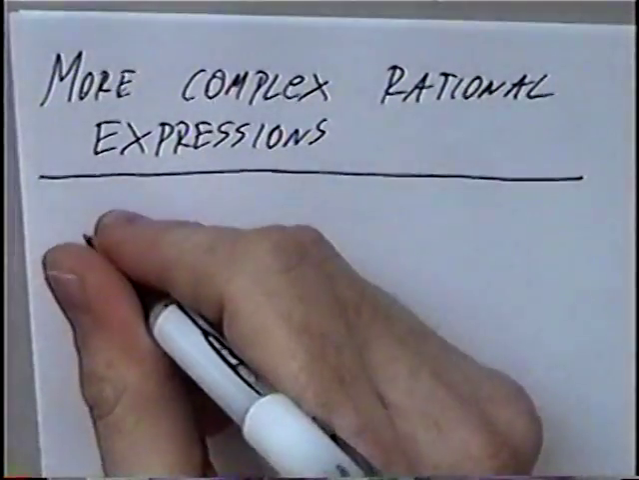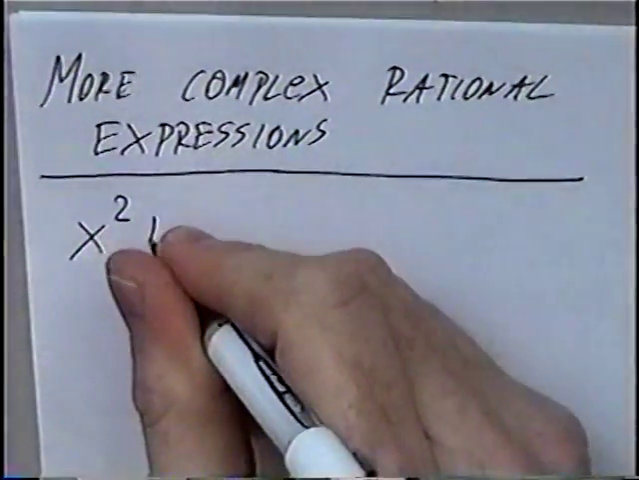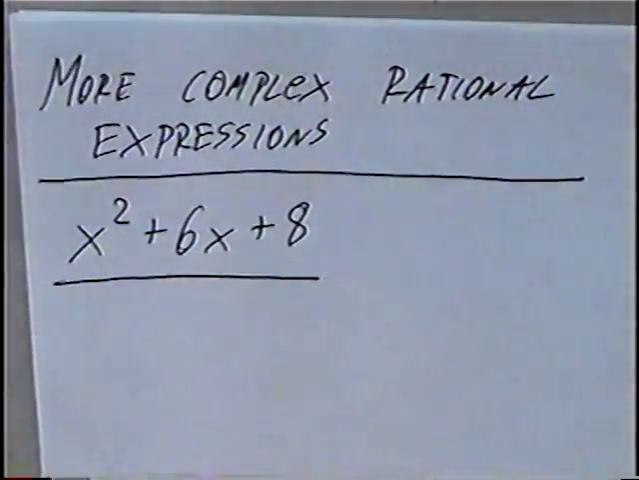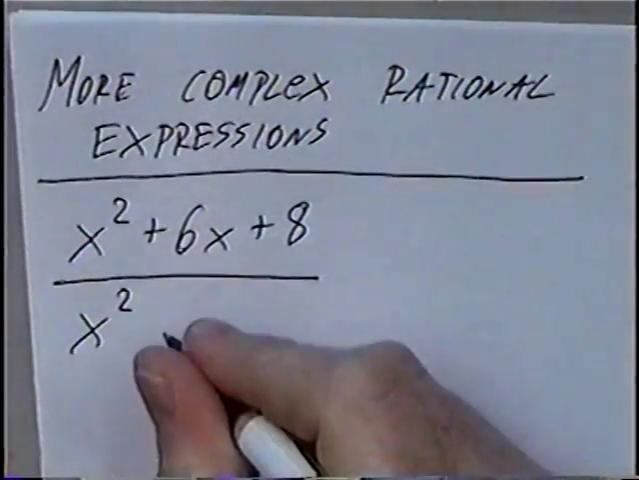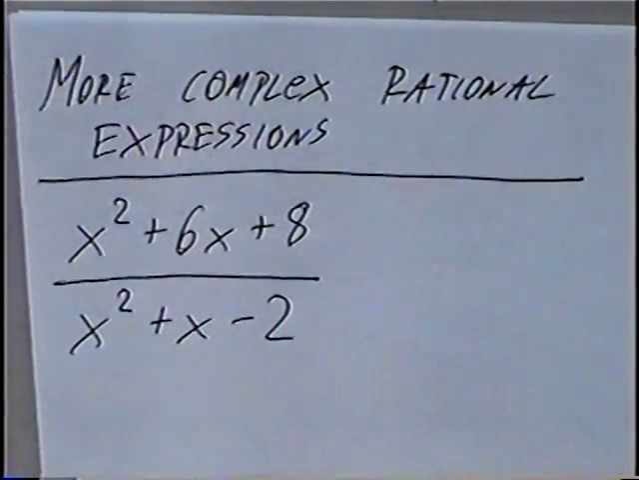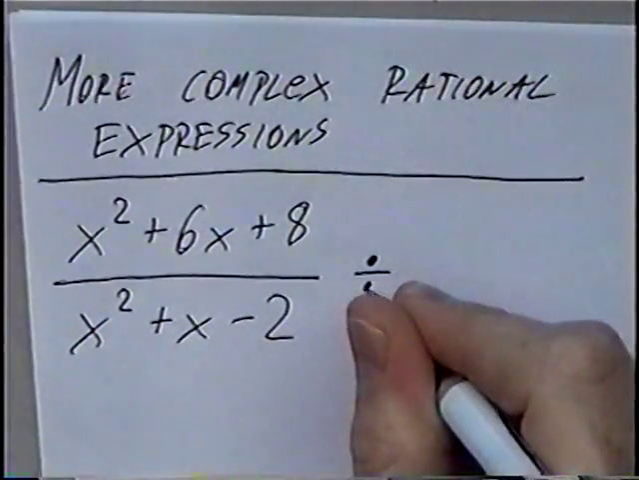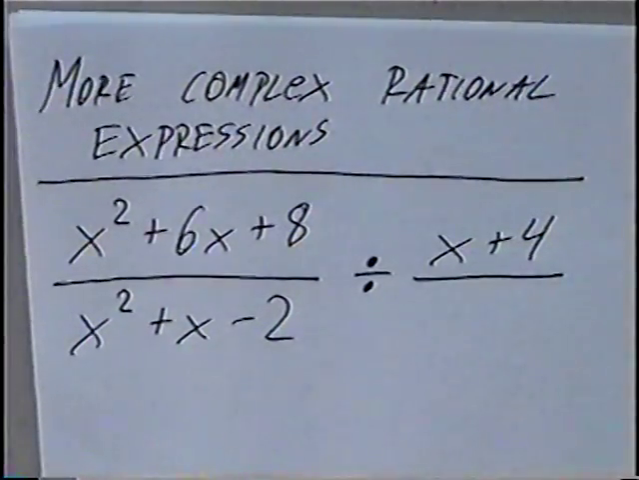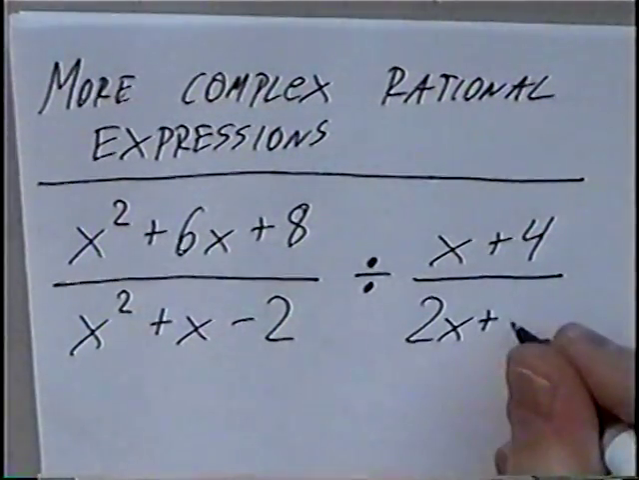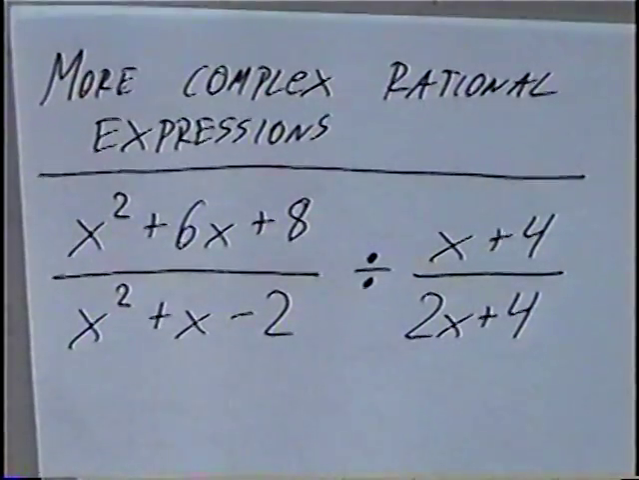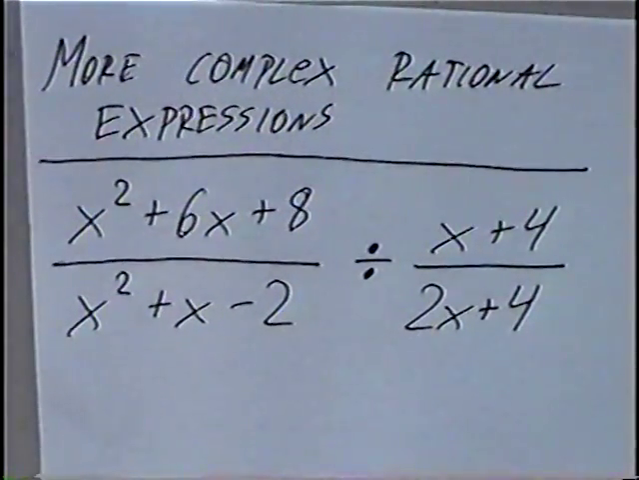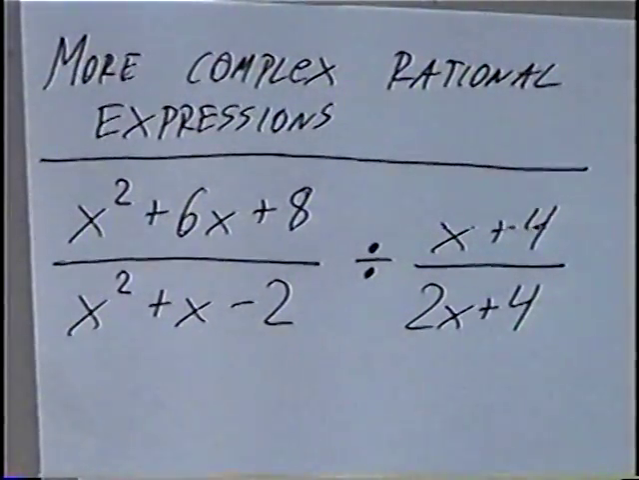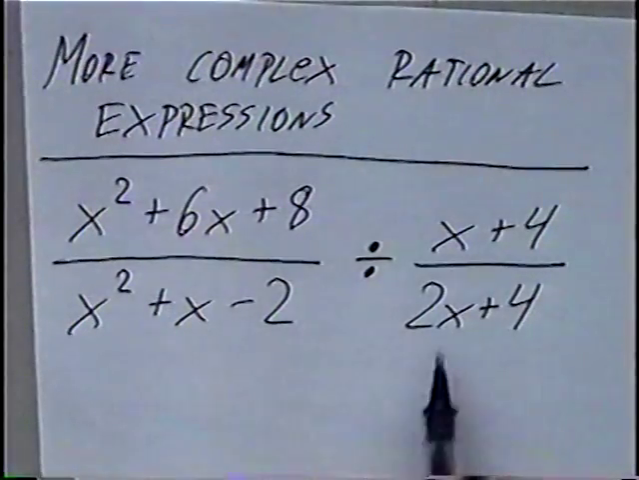First question and first fraction. X squared plus 6x plus 8 over x squared plus x minus 2, divided by a second fraction, x plus 4 over 2x plus 4. Simplifying from here, again we can rewrite the second fraction using the multiplication of the reciprocal, and keep in mind we can factor each of the terms when possible.